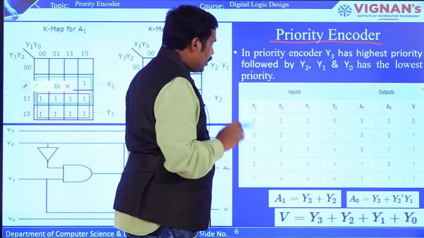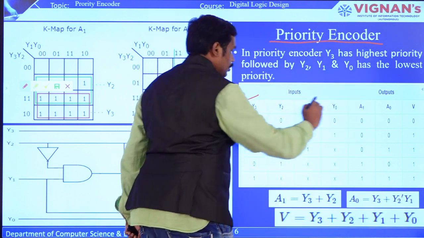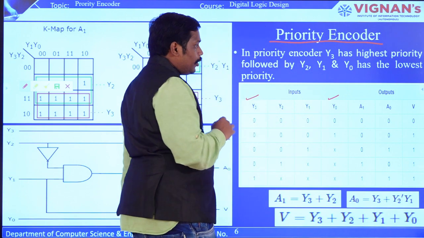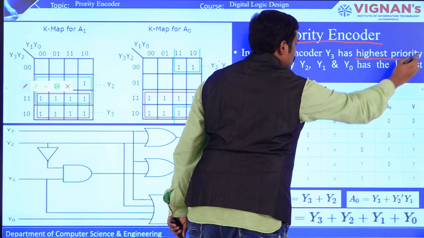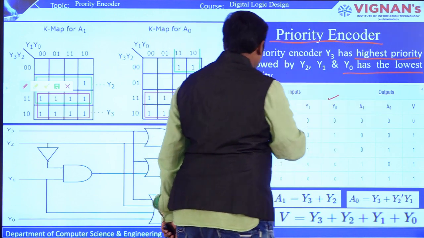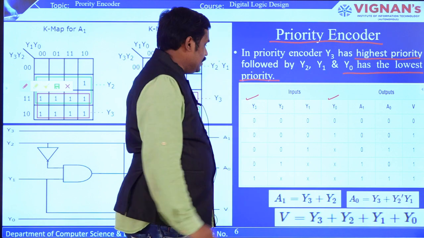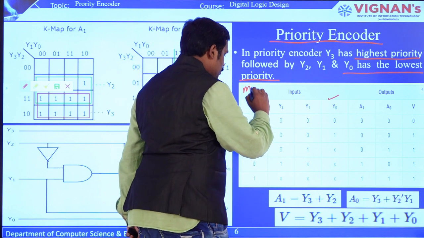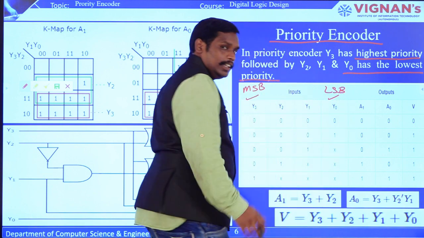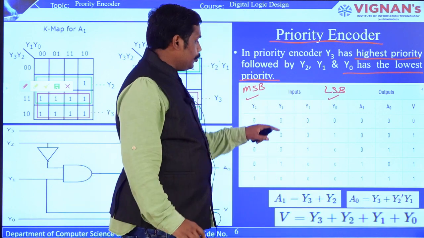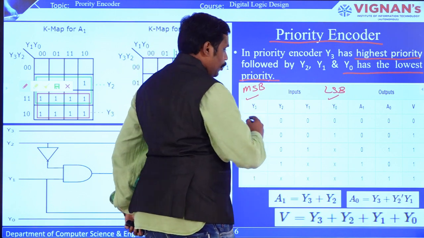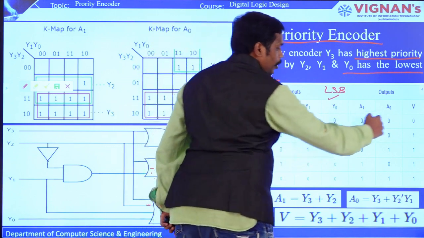Here you can see that there are 4 inputs: Y0, Y1, Y2, Y3. Y3 is going to have the highest priority, followed by Y2, Y1, and finally the lowest priority is for Y0, which means that this is the MSB and this is the LSB. Based on the input sequence, you are going to have the corresponding output. You can see that if all the inputs are 0, then the output will be all zeros.